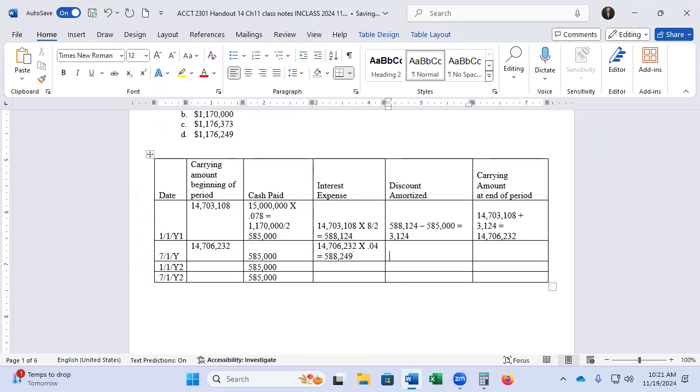And I get 588,249. So 588,249 minus the 585,000, and this equals 3,249. So we add 249, and we end up with 14,709,481.